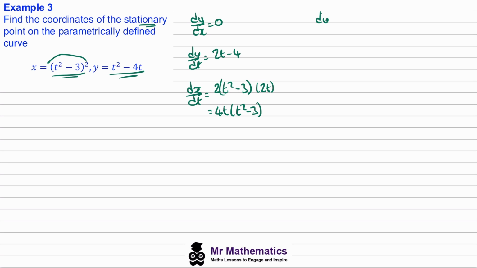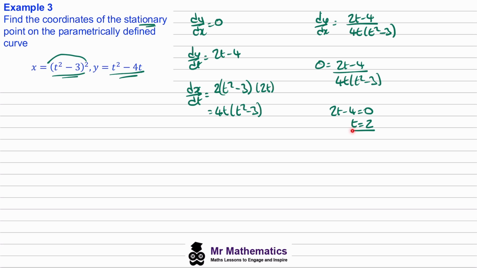And now we can work out dy by dx. This will be dy by dt divided by dx by dt. And we need to set this equal to 0. And then we can move this division over to the left-hand side. And when you multiply it by 0, it becomes 0. So 2t minus 4 will equal 0. So t will equal positive 2.